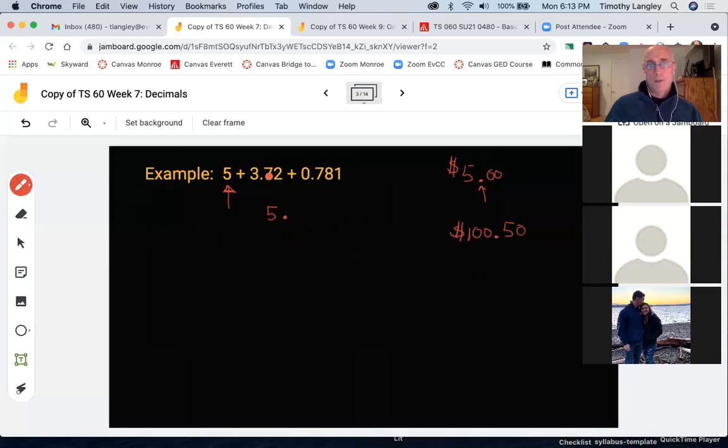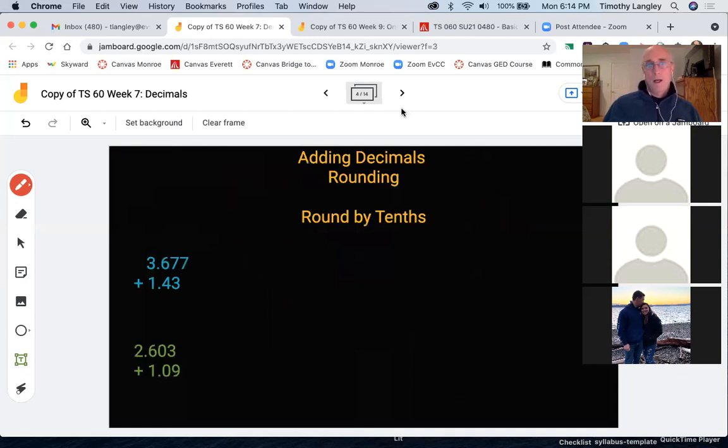And I'll just take my next number, 3.72. I just took, that's this one here. And then the next one is 0.781. And once again, I'm going to put my decimal where it belongs. And then I'm just going to add. So if you get a whole number, this could have been a 25 or a 35 or 305, assume the decimal goes right after the whole number. And you just place it in there and just add. All right, let's keep going here.